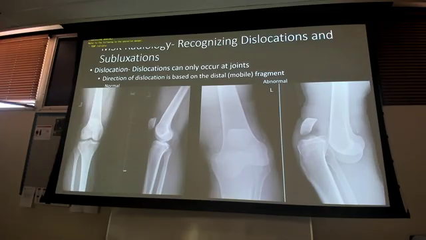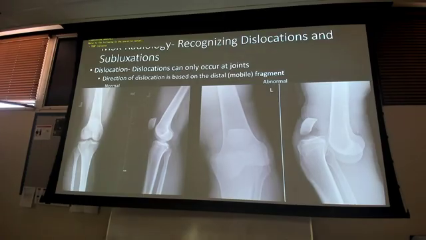Joints dislocate. Joints don't break. Bones break. Bones don't dislocate. Bones can be displaced after they fracture by moving, but they don't dislocate. So you don't break your knee. You break your femur, or you break your tibia, or you break your patella. You didn't break your knee. Your knee is a joint. You can't break a joint. It's not a bone. Right?